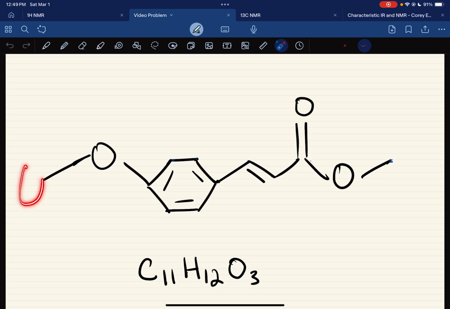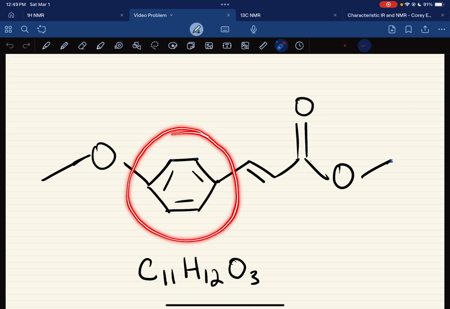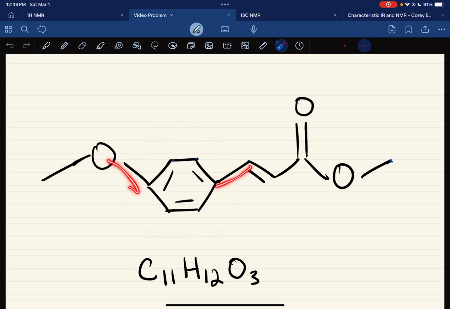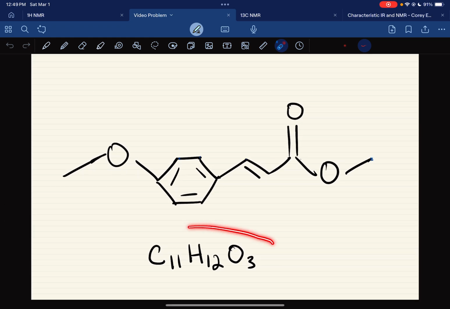As you can see, we have the methyl groups on the ends, we have our ester right here, we have our trans-configured alkene, the carbon-carbon double bond, and then we have our C-O bonds that are connected to the oxygen, and then right here we have our aromatic ring that is para-substituted. So we have the hydrogen groups here, and that matches up to the formula of C11H12O3. Thank you.